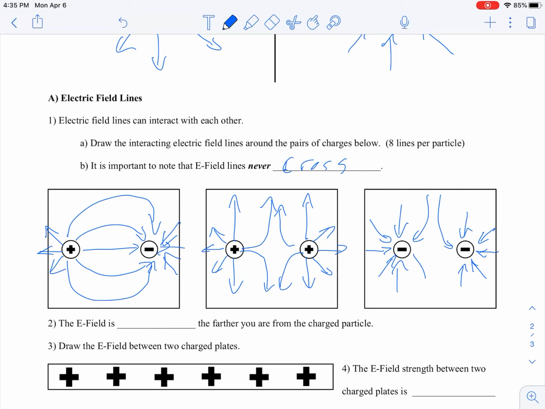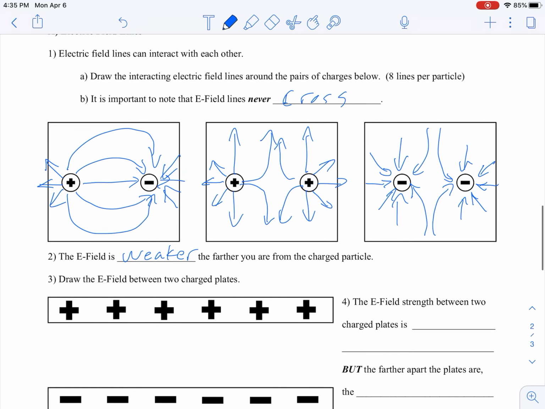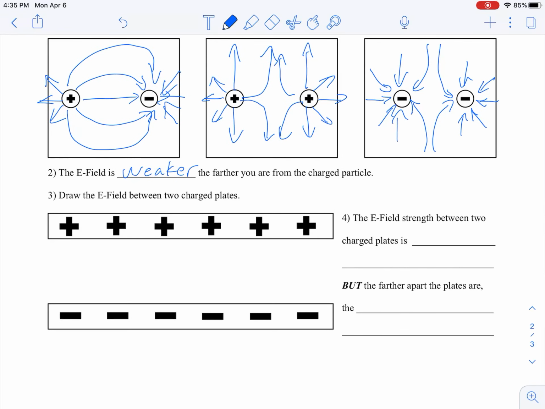Then here we have those curved lines, something like that. All right, so the electric field is weaker. Yeah, we said that last class, right? Or last page, weaker the farther you are away, which is intuitive. Now, this next one's a little bit tricky.